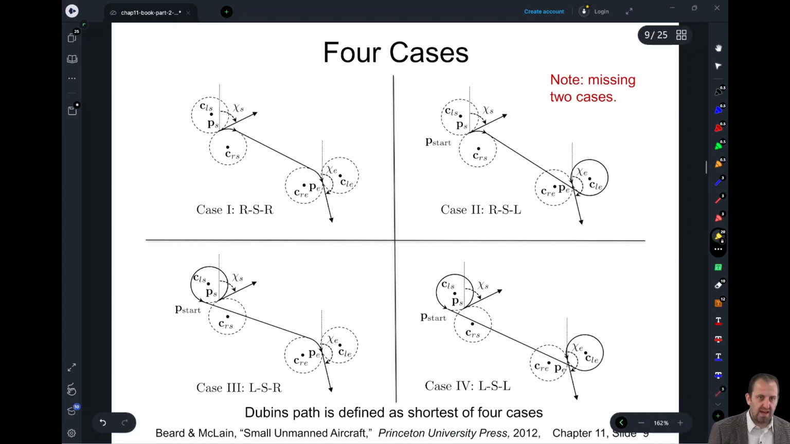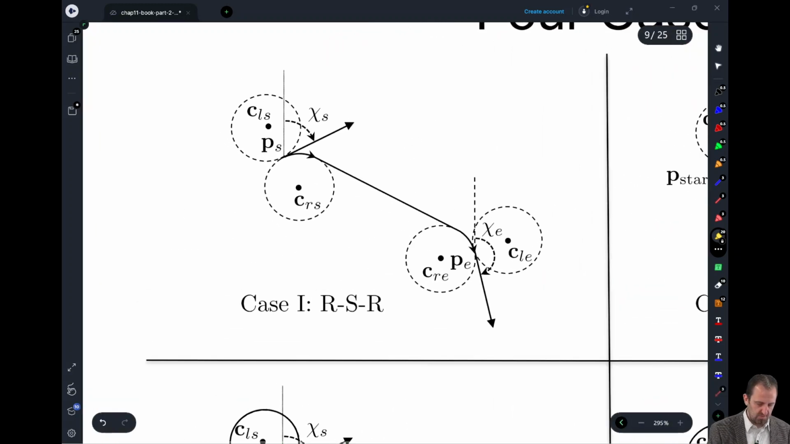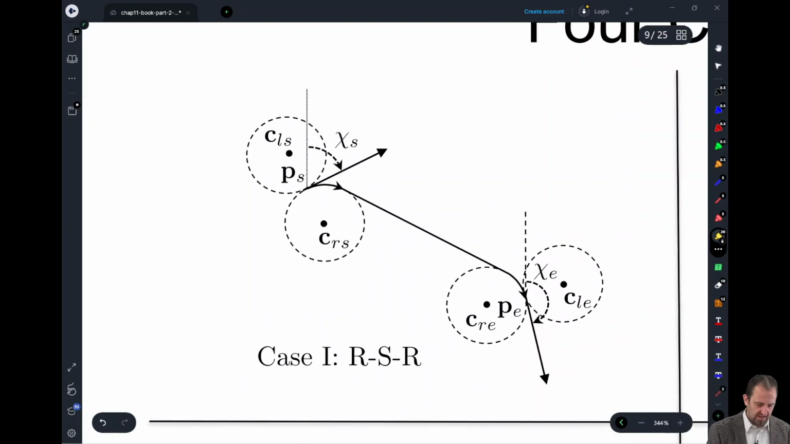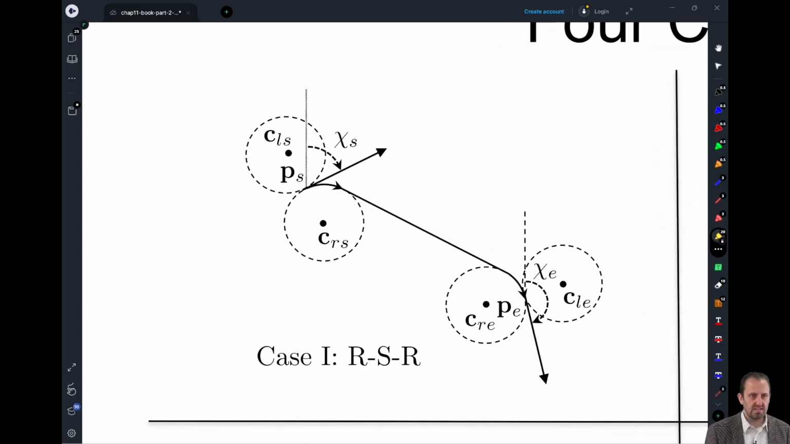Here are the four cases that we've discussed that we're going to be delving into. We'll start off with a circular arc, the middle is going to be a straight line, and end with a circular arc. To calculate which one is the shortest, we're going to have to calculate a few different things. First, and I'll just zoom in here, we're going to have to calculate the center point.